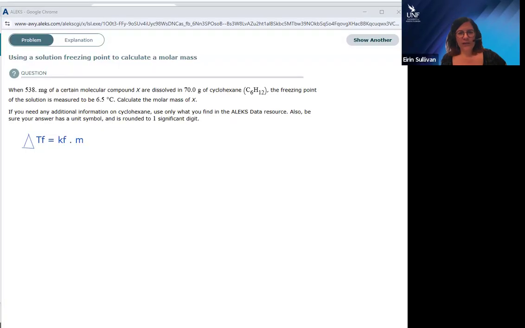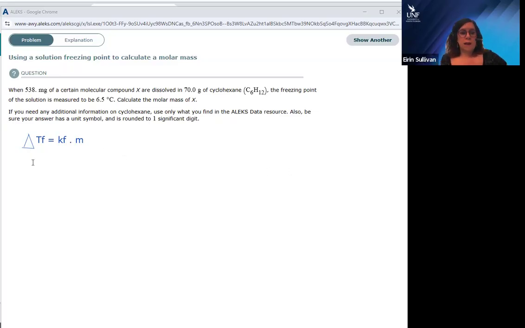Using a solution freezing point to calculate a molar mass. So you're going to use the relationship between the difference between the freezing point of the pure solvent and the freezing point of the solution. That's your freezing point depression: that solution is going to have a lower freezing point than the pure solvent would have. You're going to need the molar freezing point constant, which is Kf, and m is the molality.